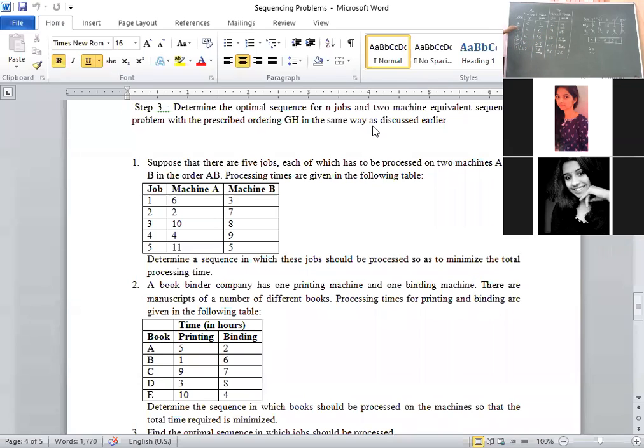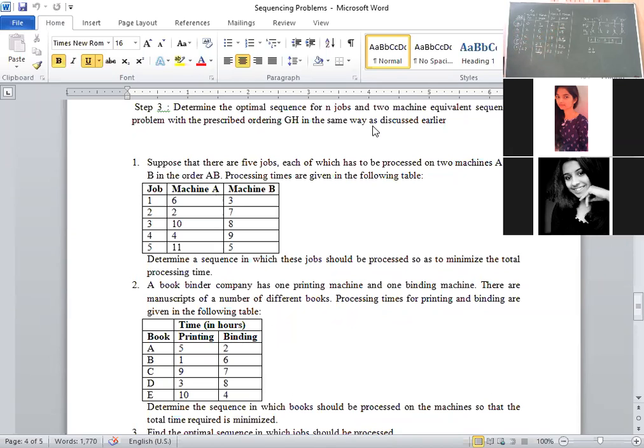Then why have I written 9 here? Why not 6? To perform the fourth job, listen carefully. To perform the fourth job on machine A, it took 6 hours. But machine A and machine B should complete the job in order: initially machine A, later machine B. To complete the second job, machine B takes till the 9th hour. The fourth job on machine A was performed at the 6th hour, but machine B is busy performing the second job till the 9th hour. That's why we have to take this 9 here. Clear, students?